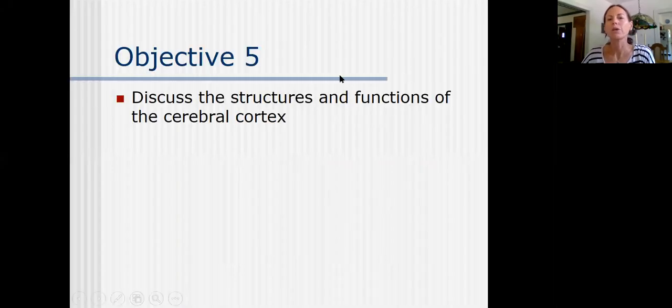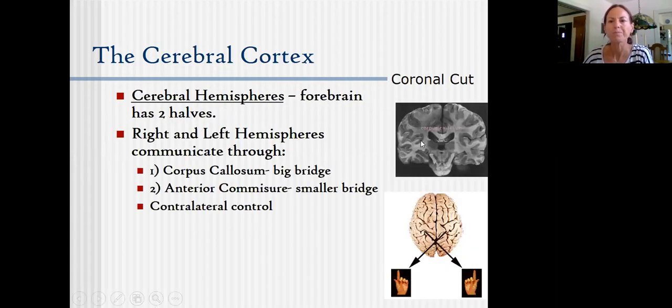Okay, we're going to describe the structures and functions of the cerebral cortex. Remember, the cerebral cortex is part of the forebrain. It's the outer structure of the forebrain, so we've talked about it a little bit before. First off, the cerebral cortex is generally thought of as being in two halves: your right hemisphere and your left hemisphere.